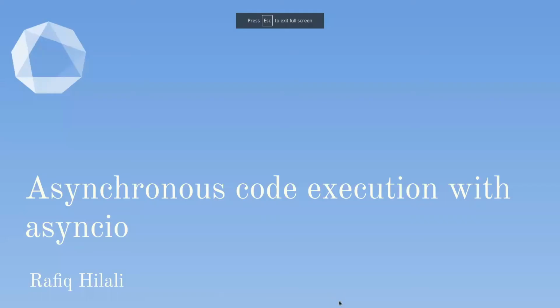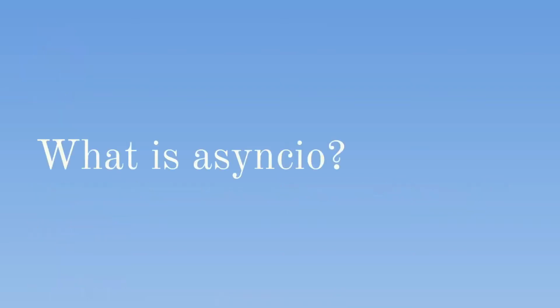Okay, so today I'm going to be presenting on how to execute code asynchronously using the asyncio package, which was introduced to Python, I think, in Python 3.4 as a built-in package. So the first question would be, what is asyncio? What is asynchronous execution, and when should we use it?